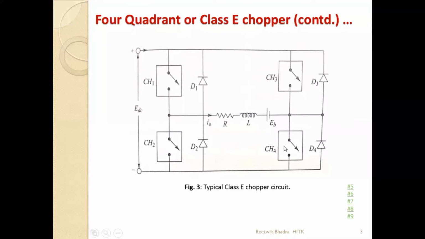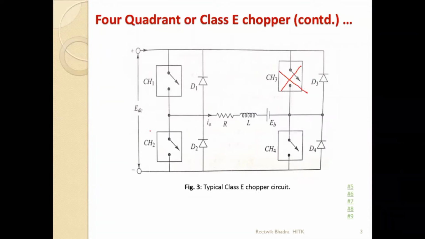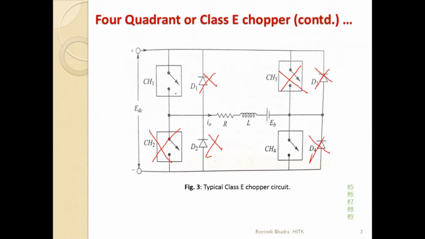Class E. CH1 and CH4. CH4 is always on. This is on and off. These are always off. So if this is off, this is off, the diodes will be used for discharge, so no need to think about what is happening with the diodes right now. So this is always on, and this part of the circuit always remains present in quadrant 1 operation.